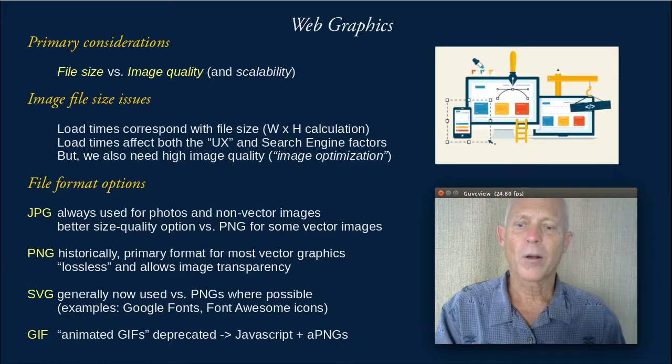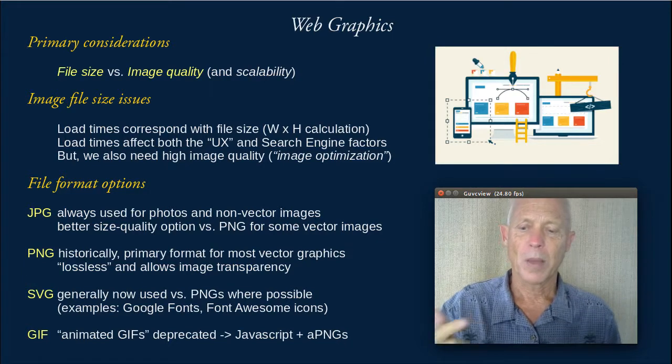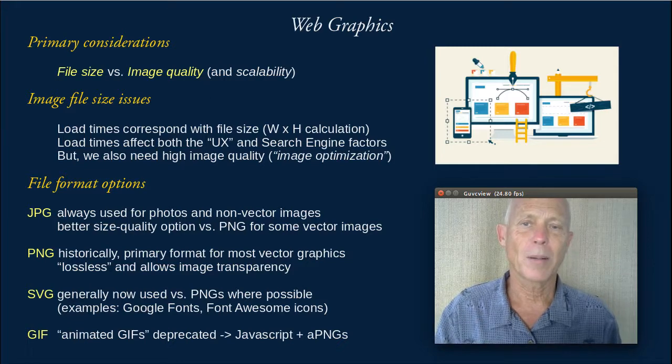So, and then here under File Format Options, JPEG and PNG are the two most common seen on the internet. If it's a photo, it's always going to be JPEG.